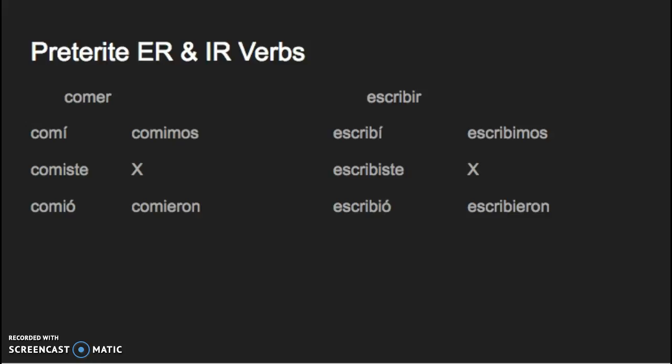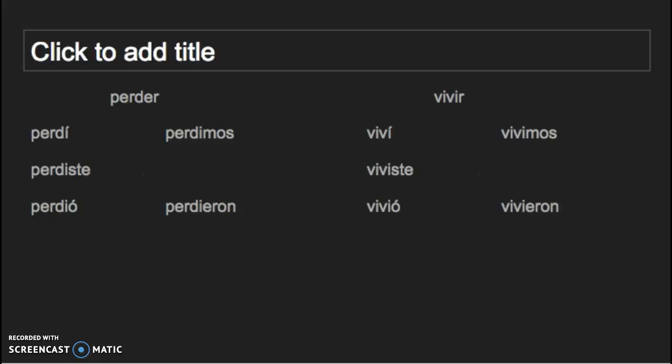Perder means to lose. Perdí, perdiste, perdió, perdimos, perdieron. Vivir, to live. Viví, viviste, vivió, vivimos, vivieron. Once again, those IR and ER endings for the preterite are í, iste, ió, imos, and ieron.